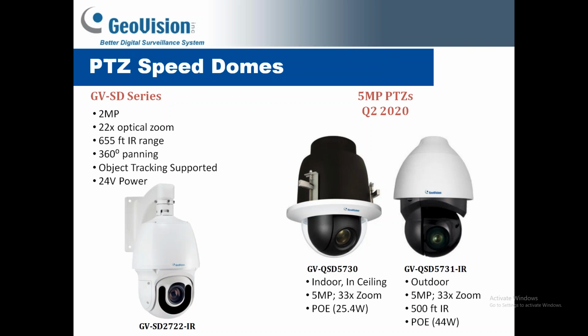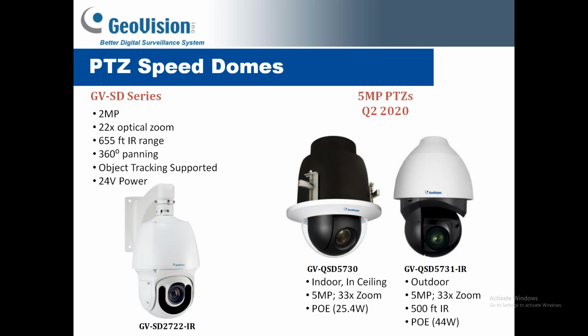Current lineup of PTZ cameras, the model that we have now is the one on the left. It's the SD2722-IR. This is a 2 megapixel with 22x optical zoom. Very good night viewing capabilities, 655 feet of IR range, and it does support object tracking as well. I do note that the current model is powered by 24-volt power adapter that comes with it. We will be releasing some new 5 megapixel PTZs very soon.